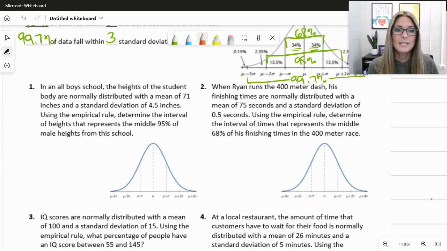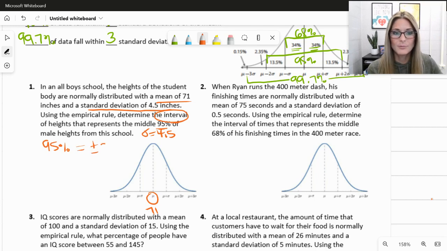So let's look at some examples. Number 1, in an all-boys school, the heights of the student body are normally distributed with a mean of 71 inches and a standard deviation of 4.5. So I'm going to go ahead and label our mean was 71 inches and our standard deviation was 4.5. Just making notes here. Using the empirical rule that 68, 95, 99.7, determine the interval, that's what we're trying to get to, of the heights that would represent 95% of the male heights in this school. So we're trying to write an interval for 95%.